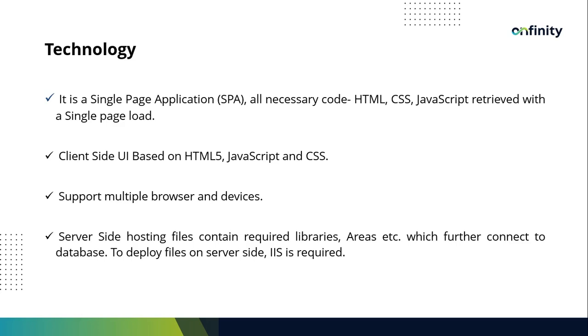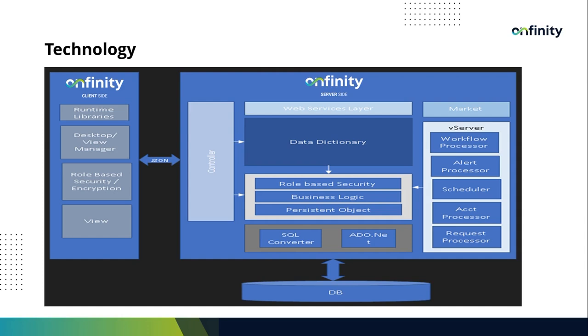Hosting of an Onfinity file is done on Internet Information Services or IIS. Internet Information Services is required to host the Onfinity application. The hosting files contain required libraries, areas, and other components, which connect to the database. As we have mentioned, Onfinity offers a module-level approach handled with the concept of areas. There will be different areas for the modules, which will be available in the marketplace, and which users can develop and deploy.